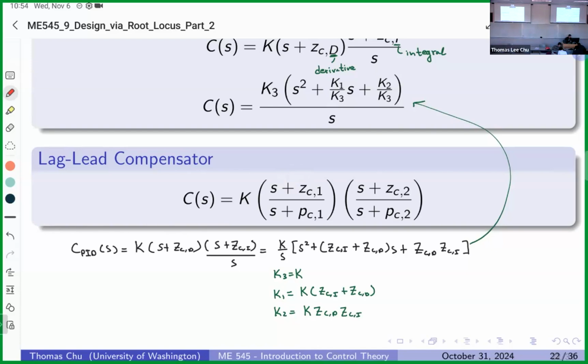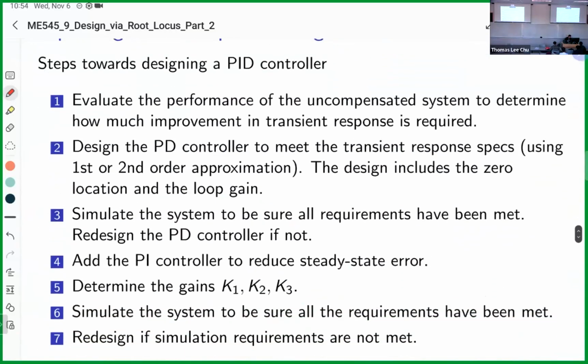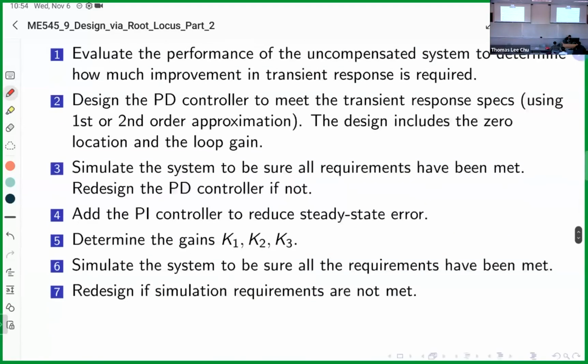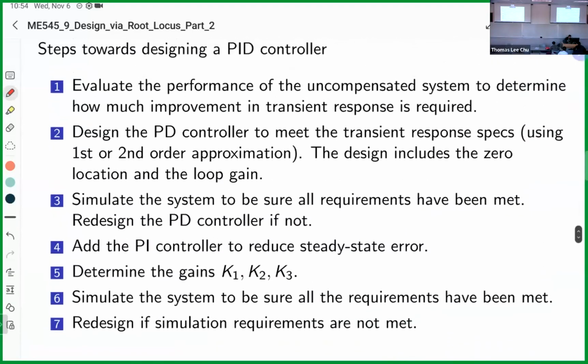Okay, so the design for PID controller or lag-lead compensators is similar. You just combine the steps, let's say for PI and PD, we just combine the steps of PD and PI controller together. And here are the steps on doing this. I used to write this out and I used to have people copy this. It took forever. Thankfully, because of these notes, you just have it directly in your hands. So, steps towards designing a PID controller.